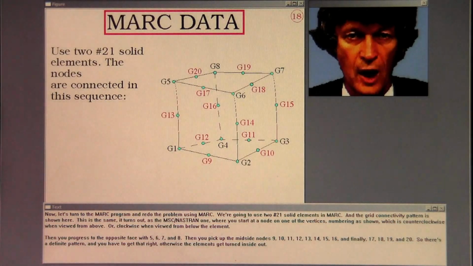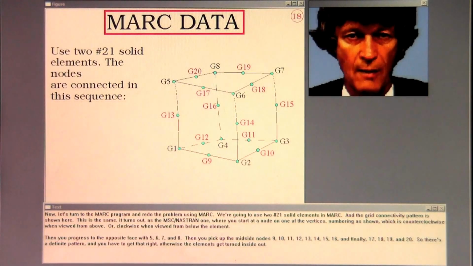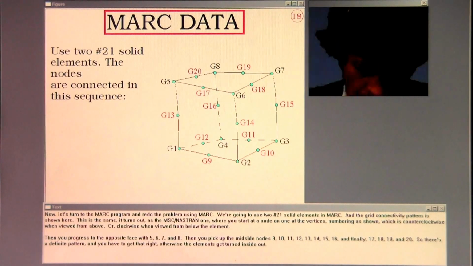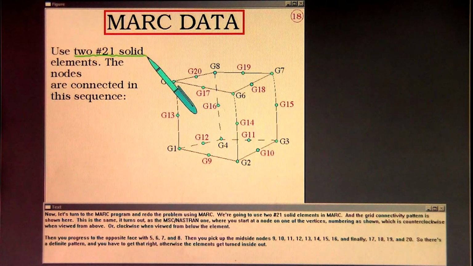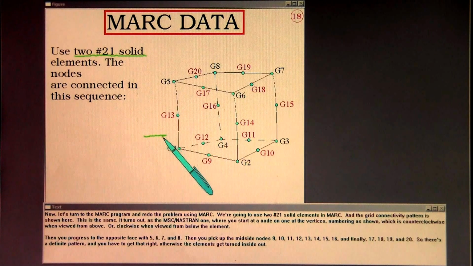Now let's turn to the MARC program and redo the problem using MARC. We're going to use two number 21 solid elements in MARC, and the grid connectivity pattern is shown here.